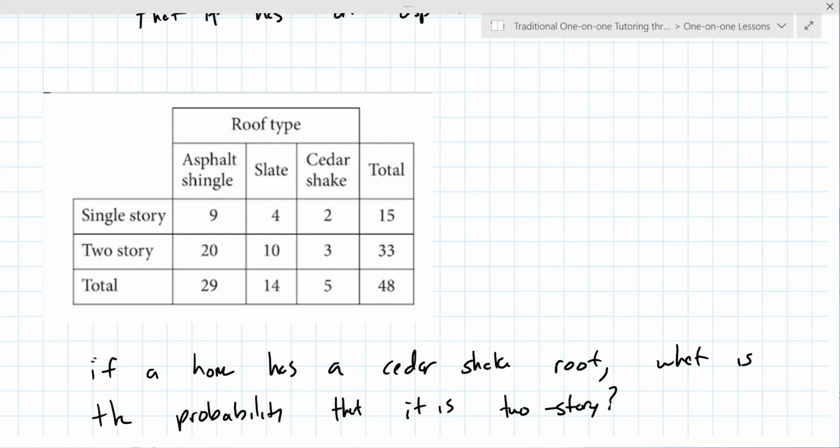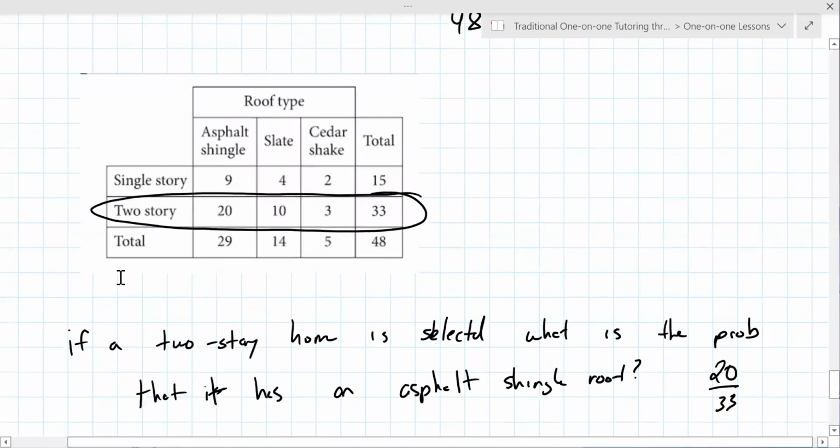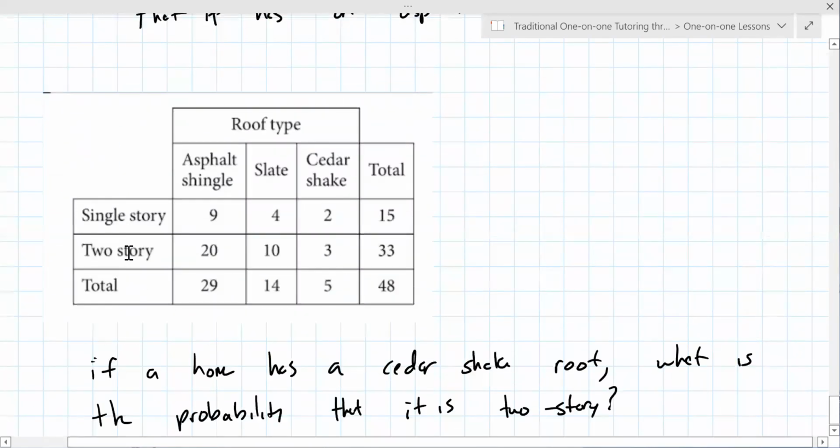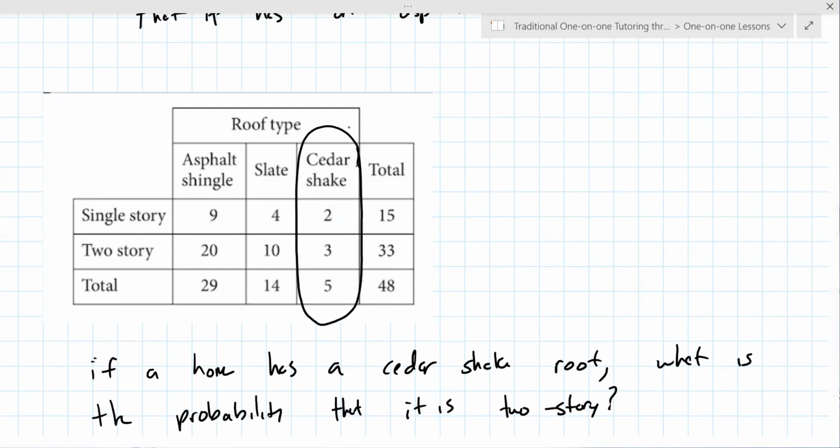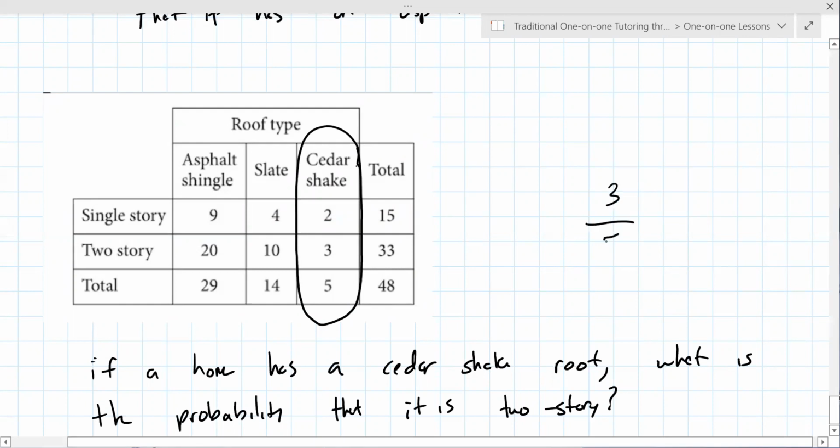3 over 33. Okay, so how many homes have a cedar shake roof? There's three. You said we have to only worry about the 2-story one. That was in the last problem. Now it's a new problem. This problem is asking about a cedar shake roof. Okay. It's 3 over 5. It's 3 over 5, yeah.